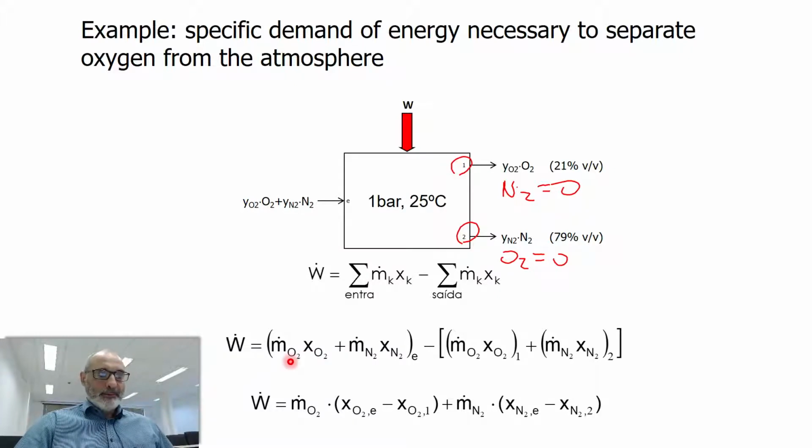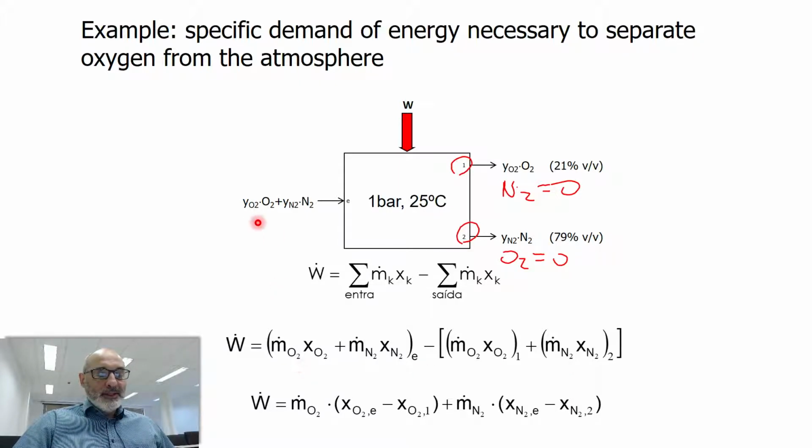If M is a molar flow rate, X is a molar concentration, okay? So the amount of exergy entering the control volume is the flow rate of oxygen times its concentration plus the flow rate of nitrogen times its concentration. And the same thing exiting the control volume, okay? So here is the index E for enter, and 1 and 2 for the two exits, just to explain the nomenclature here.